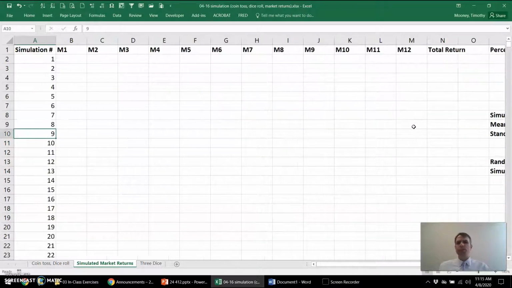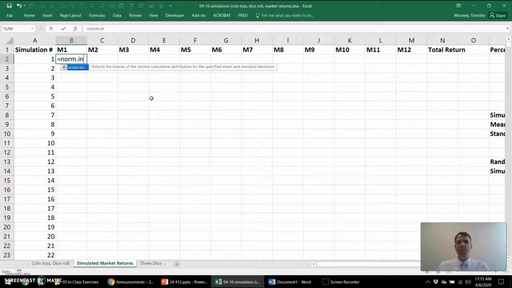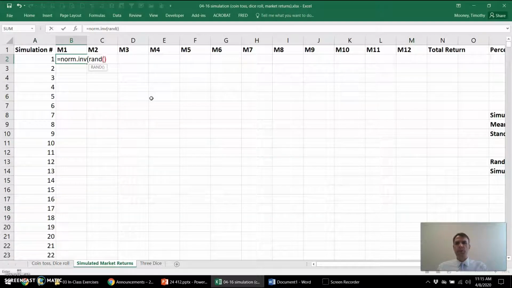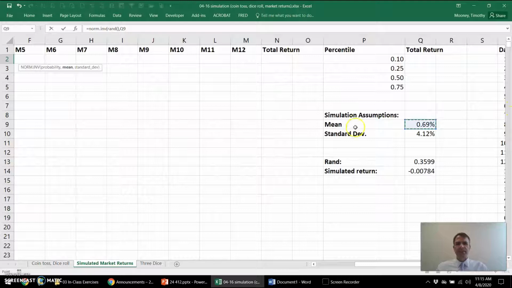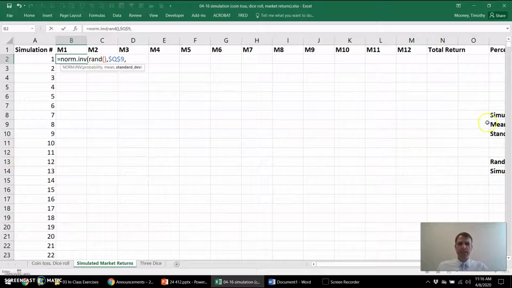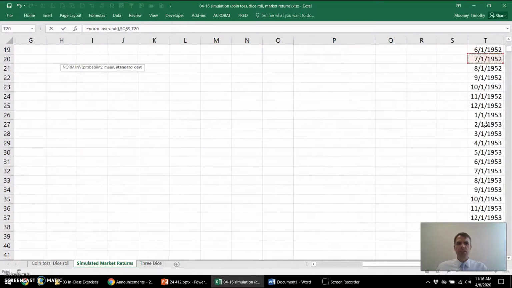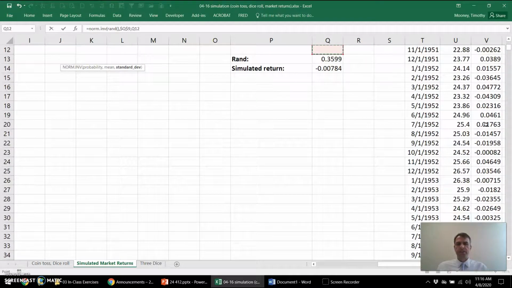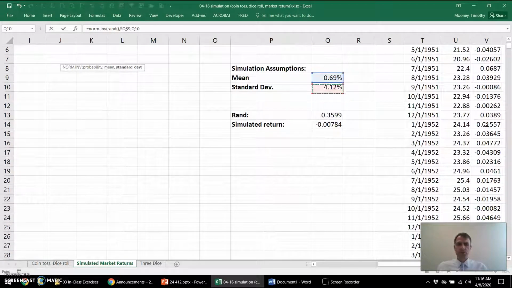So let's build that into a simulation model where instead of just one simulated return, we'll simulate 12 monthly returns and then compute the total return, okay? So let's do that. Remember, equals norm.inv is how we simulate a normally distributed random variable. The randomness comes from the RAND function, some random number between 0 and 1. And then let's specify the mean of our simulated data. I'll make a cell reference to the mean, and I'll make that absolute with F4. And then the standard deviation is here.